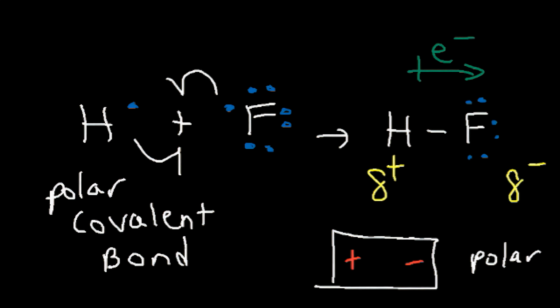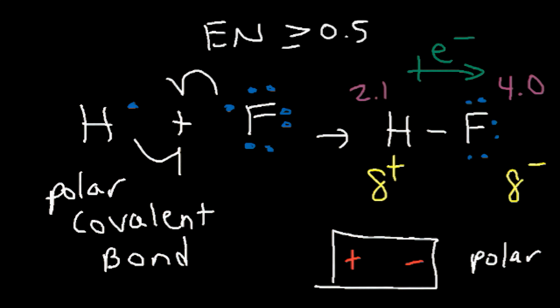The electronegativity of fluorine, if you look it up in the table, most textbooks would say 4.0, and for hydrogen 2.1. Whenever the electronegativity difference is greater than or equal to 0.5, the bond is considered to be polar. If it's less than 0.5, it's usually nonpolar.